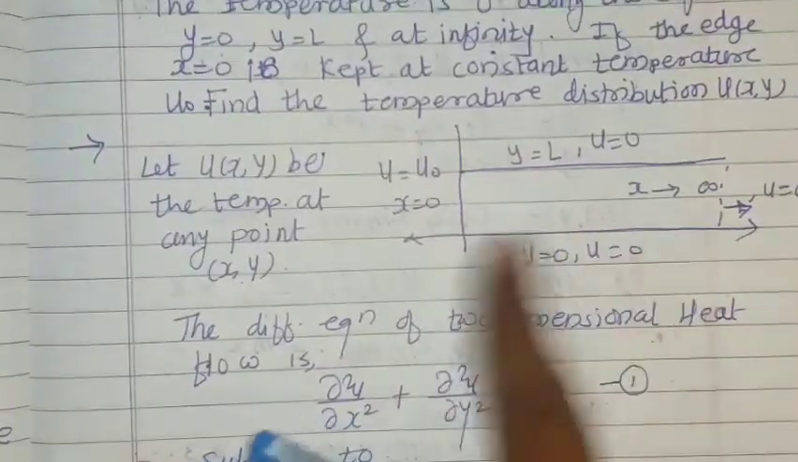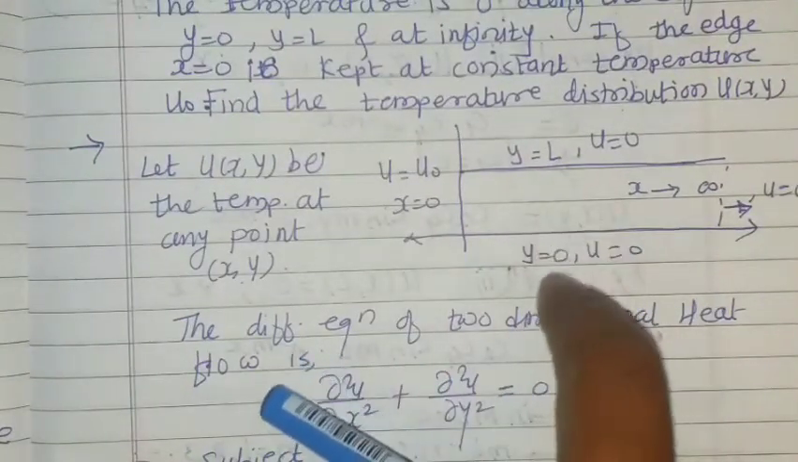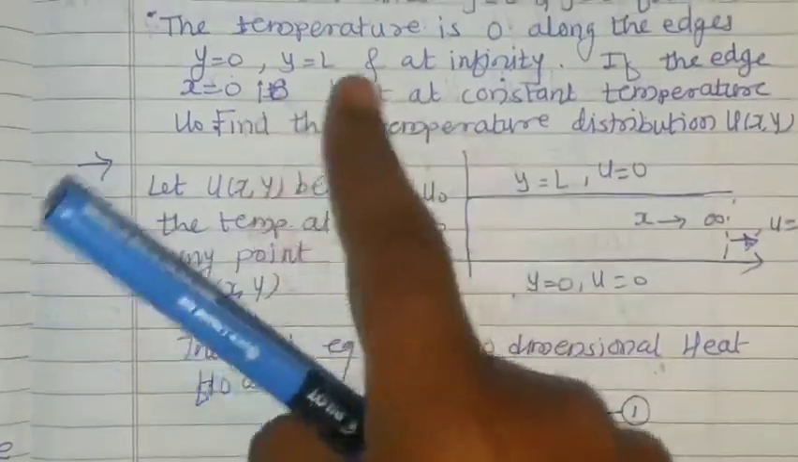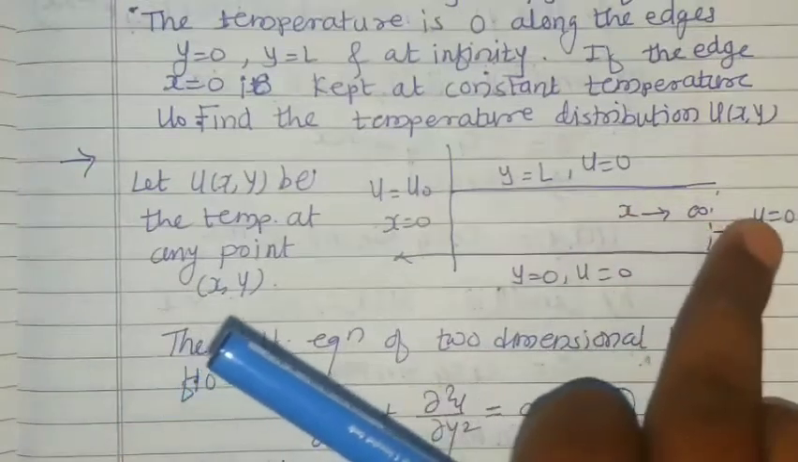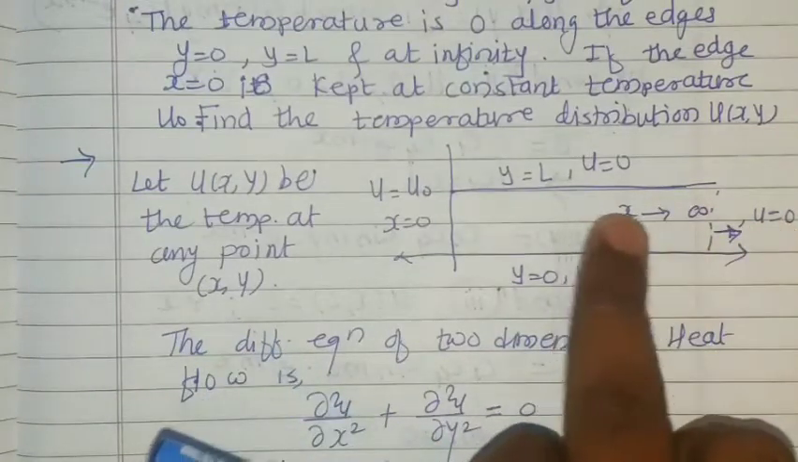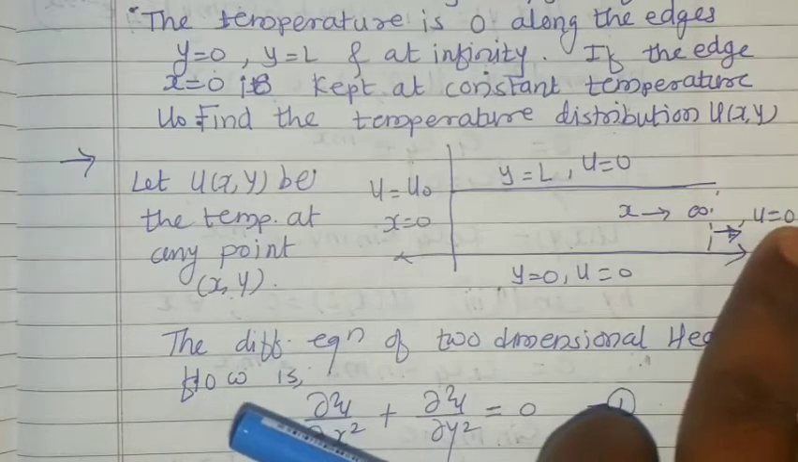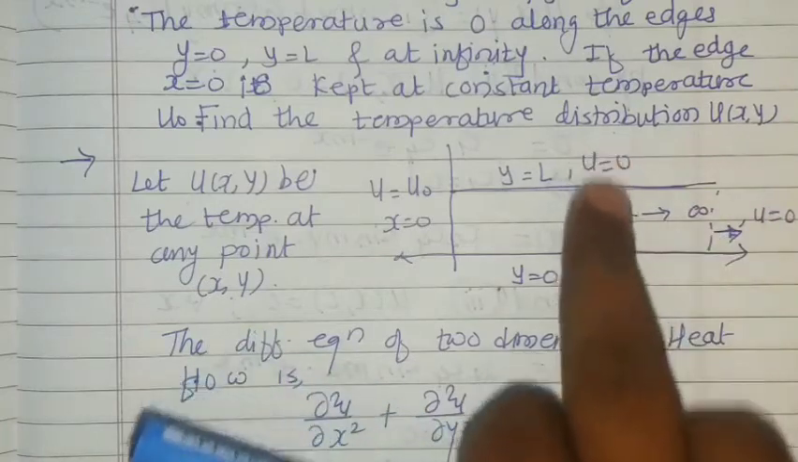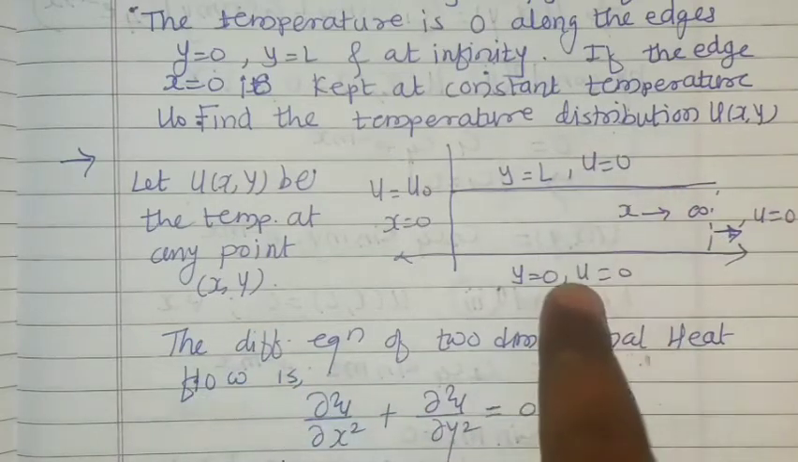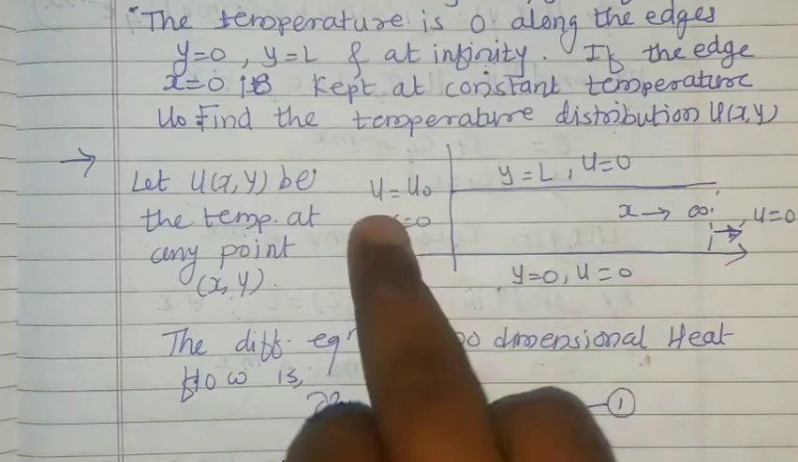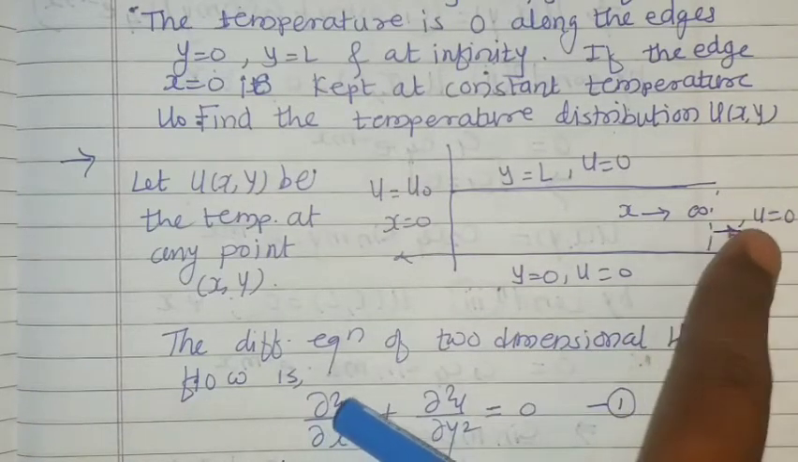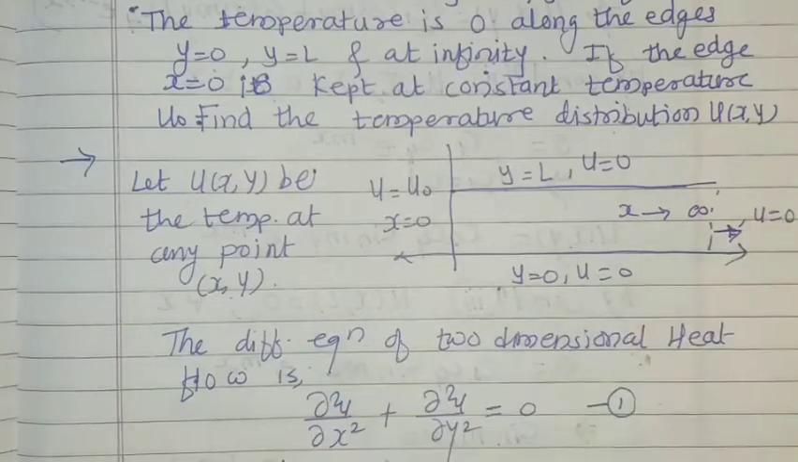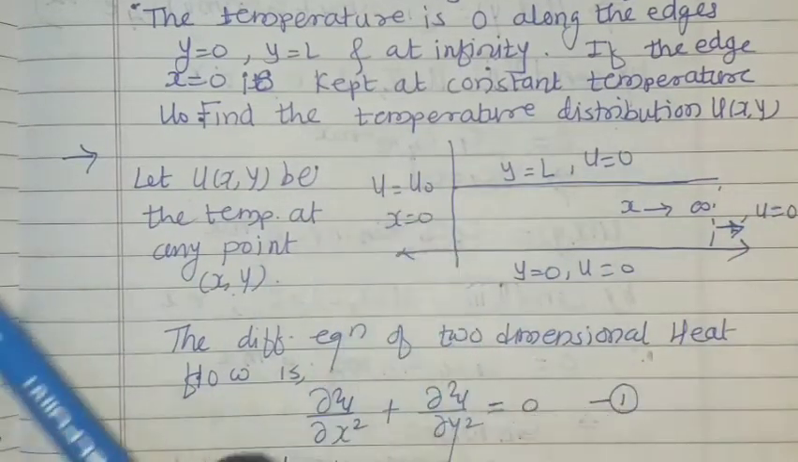Now here I have drawn the diagram of that plate. There are two ends, y equal to 0 and y equal to L, one end x equal to 0, and one end going towards infinity, x tending to infinity here. At these edges I have noted the temperature u is 0, at this one u is 0, and at x equal to 0 the temperature is u0, which is constant. At the infinite edge the temperature is also 0. So these are the boundary conditions of the problem.